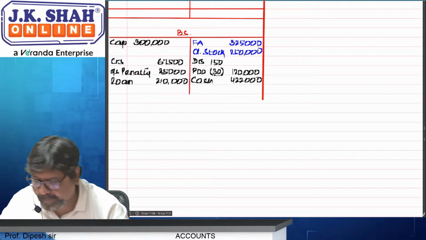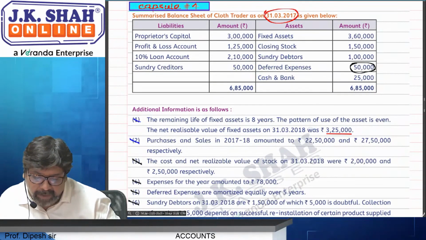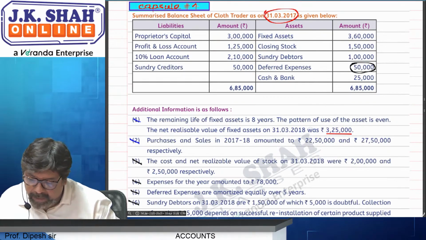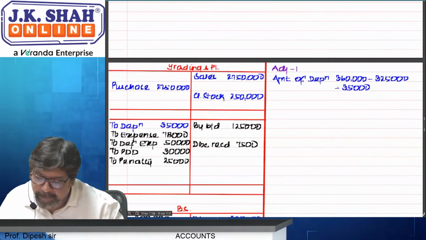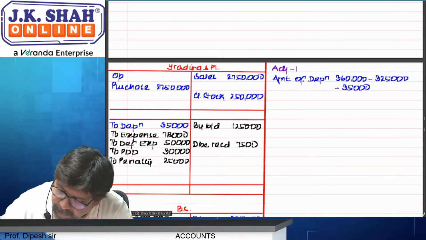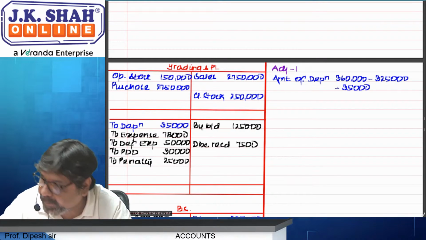Then creditors we have taken, fixed assets taken, closing stock taken, debtors taken, deferred done, cash at bank done. The closing stock is how much? 1,50,000. वहां का closing stock will become यहाँ का opening stock. Yes or no? That is last year's closing stock will become current year का.